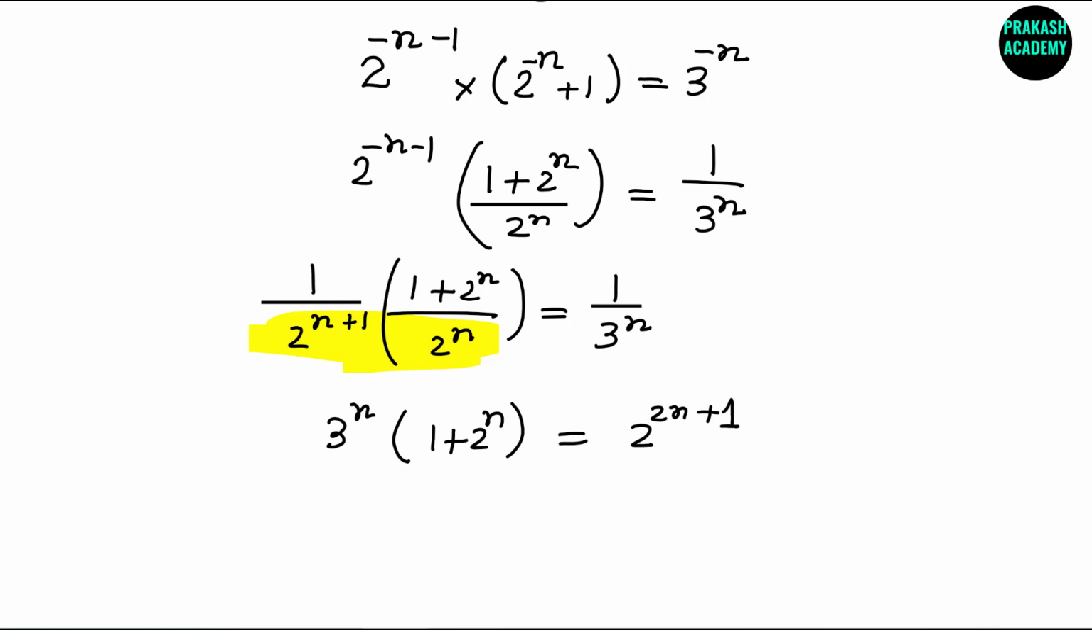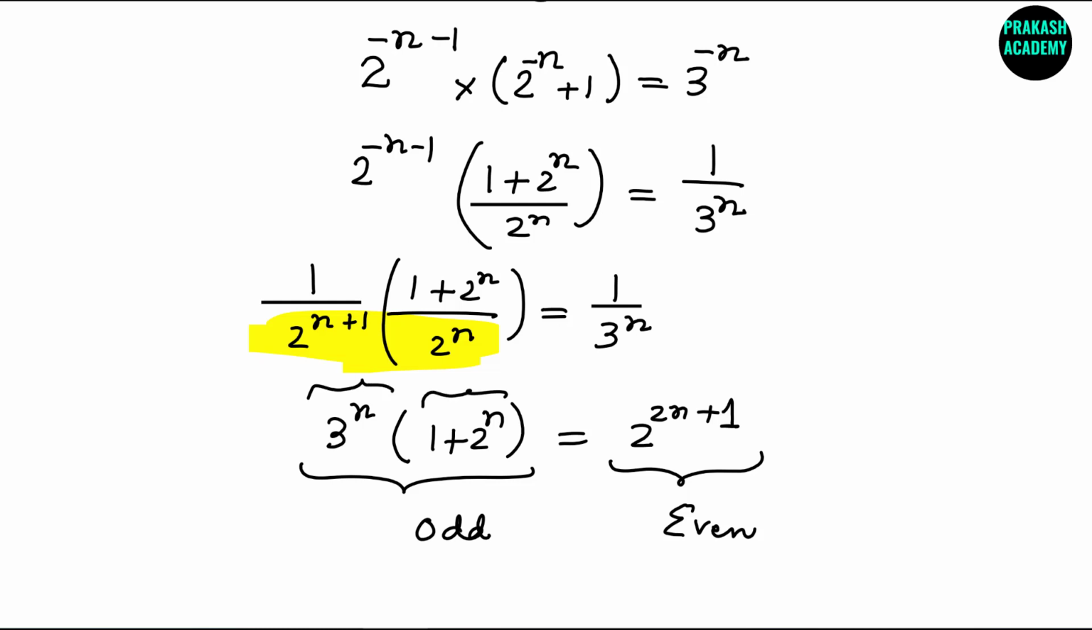Now n is a positive number, so 2 raised to the power of any positive number is an even number. But this side, if you multiply by 3, will be an odd number. So 2 raised to the power n is positive, so this is odd and this is also odd. So the multiplication of these two numbers is also odd. So in this case, you have even on the left side and odd on the right-hand side. Again, they are not going to be equal. So this means there is no solution.